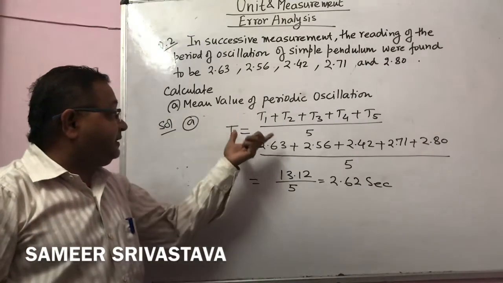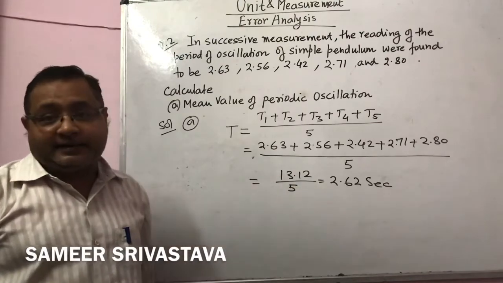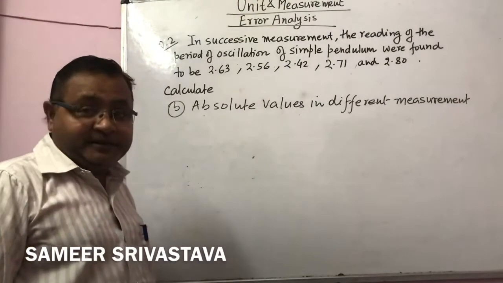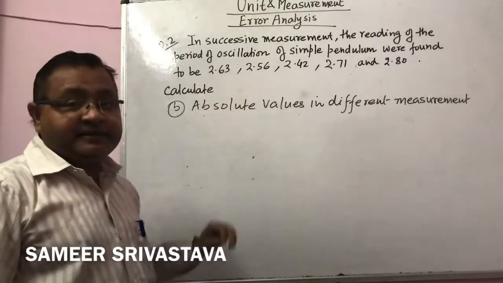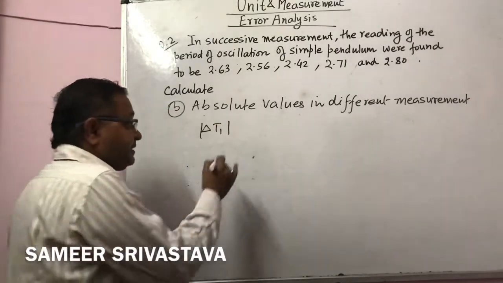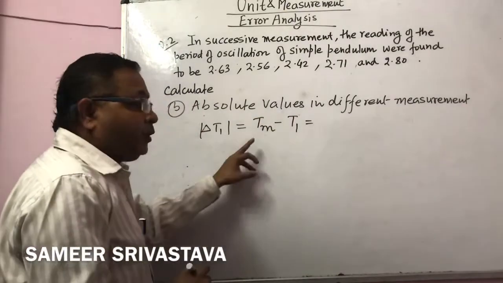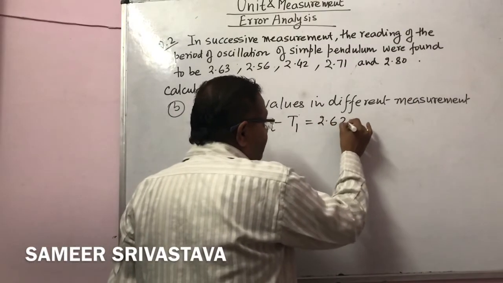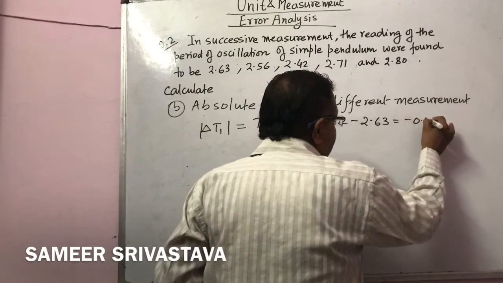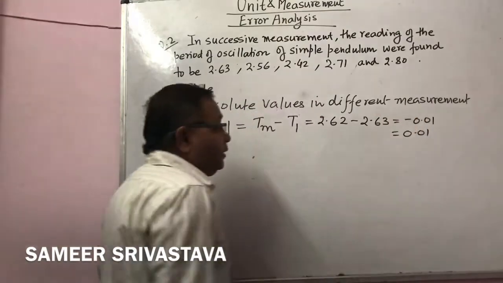So here we find the mean value for the periodic oscillation. The mean value will be 2.62 seconds. Now for the second case, we have to find absolute values in different measurements. We have 5 readings here. So absolute value, mod delta T1 for the first case, that is T mean minus T1. T mean we have already found as 2.62 and the first value is given here, 2.63. Our answer is minus 0.01, but we have to take the modulus here, so we write the positive value 0.01.